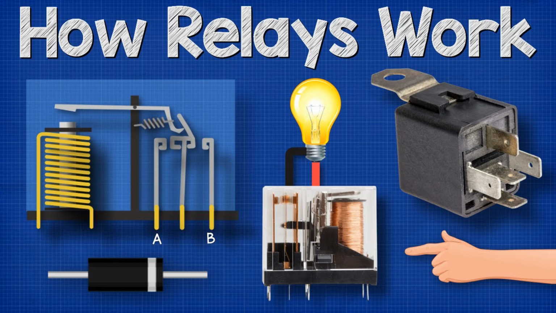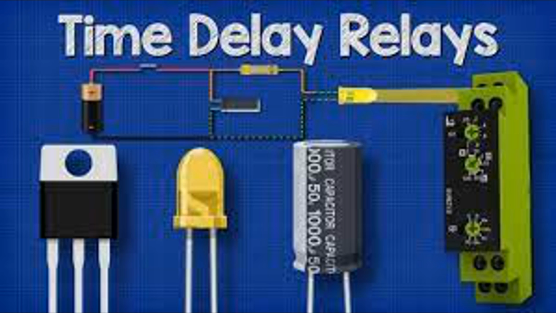Creation of magnetic field. According to Ampere's law, when an electric current flows through a conductor, it creates a magnetic field around the conductor. In the case of the relay's electromagnetic coil, the current flowing through the coil generates a magnetic field around it. Attraction or repulsion of armature. The magnetic field produced by the coil interacts with the ferromagnetic armature or core within the relay. Depending on the design of the relay, the magnetic field either attracts or repels the armature.